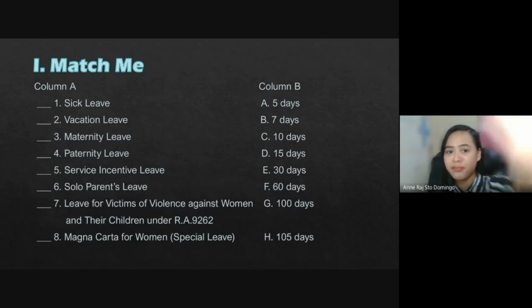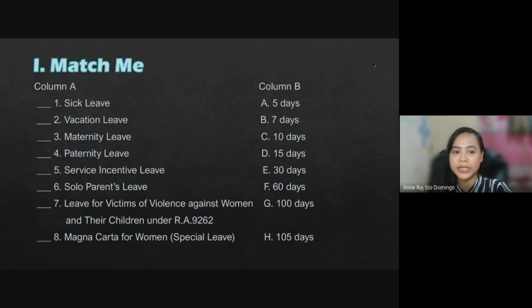What about paternity leave? Number 4. How many days is paternity leave? 60 days po ba? Yes, Ronald. It's okay. Our paternity leave is only 7 working days. Very good, Kenny, Ronald. That is letter B. And what about service incentive leave? How many days? Letter A, that is 5 days. Very good, Geraldine.